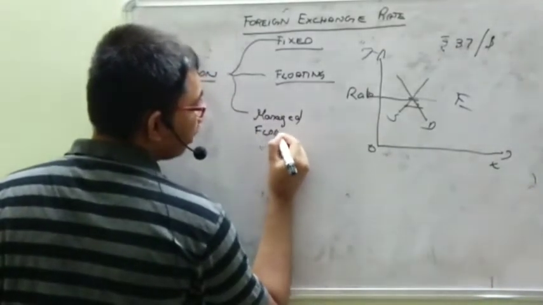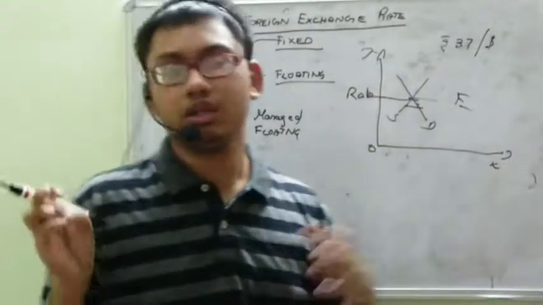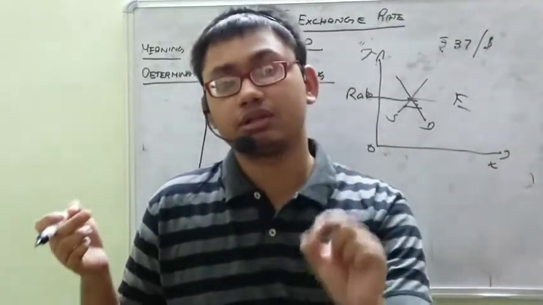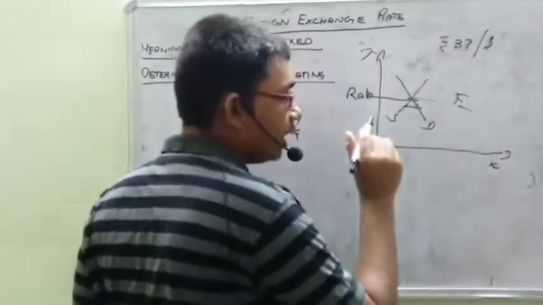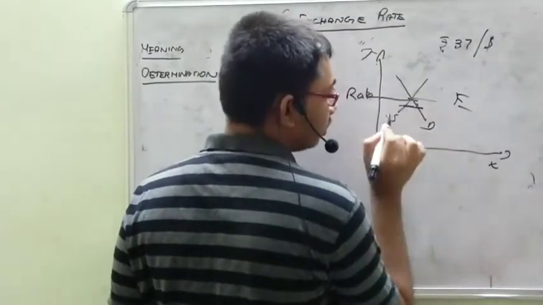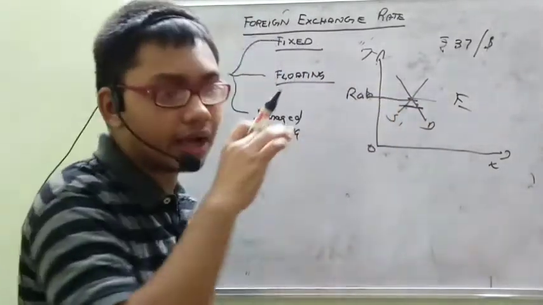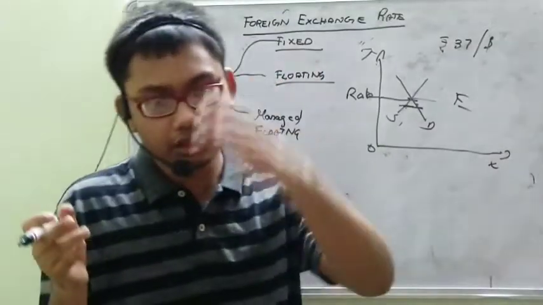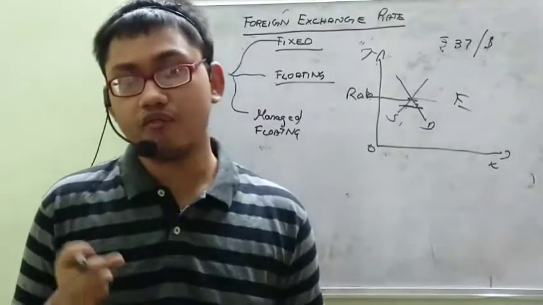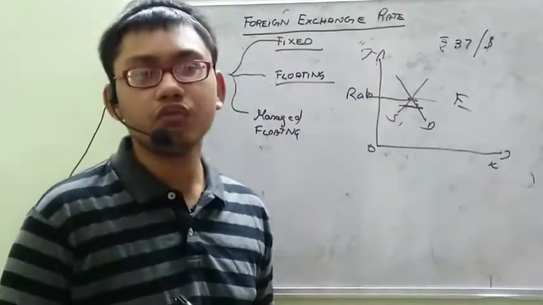Then the third form of thing, managed floating exchange rate. Here what happens? Generally it is like floating only. There is no intervention by the monetary authority, but there will be limits. Let's say this is the limit, lower limit. If the exchange rate goes beyond this, if it is going too low or too high, the monetary authority will intervene and it will do corrective actions from its reserve in order to stabilize the foreign exchange.